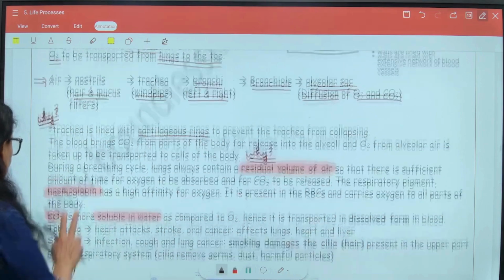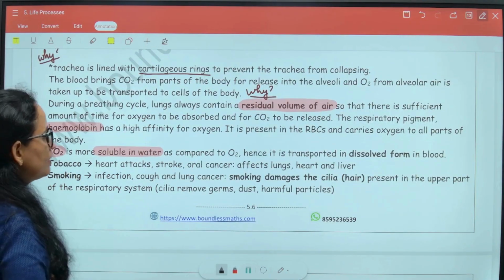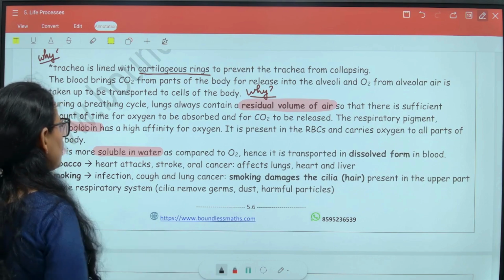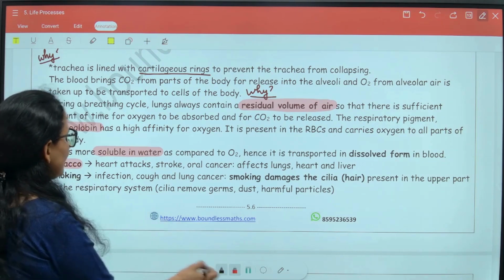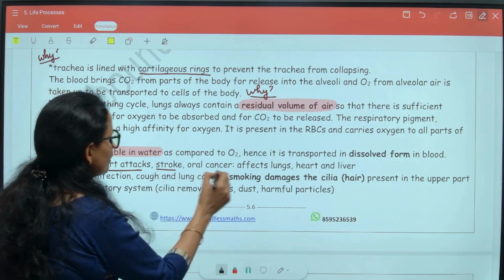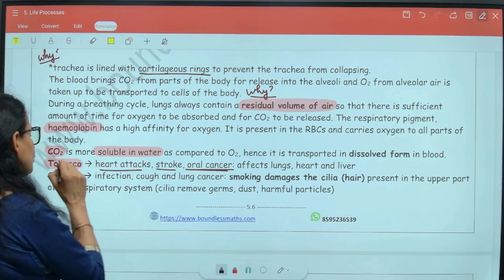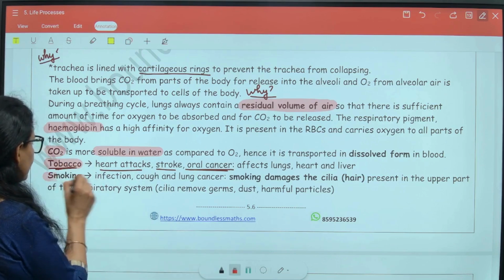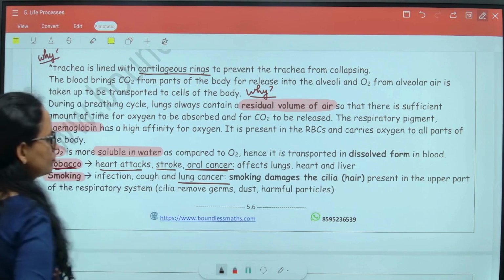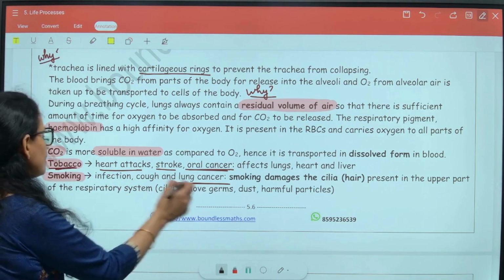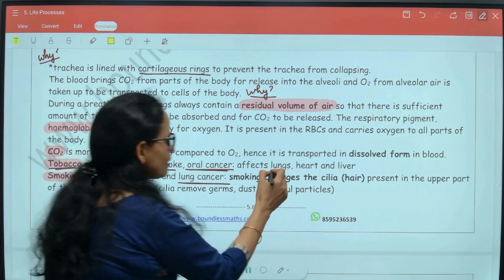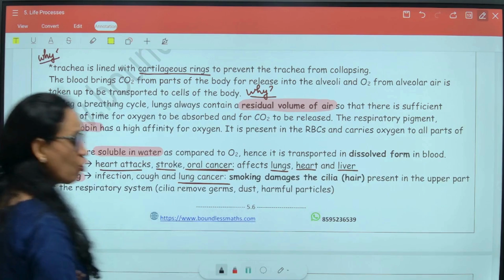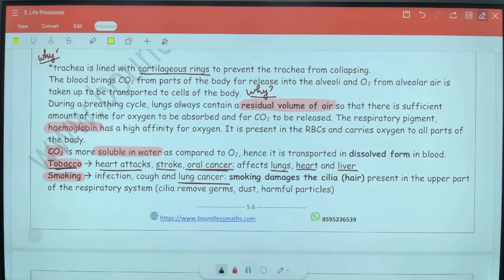Now there are two main harmful effects that can damage the respiratory tract by eating tobacco and by smoking. Tobacco may lead to heart attacks, stroke or even oral cancer. So oral cancer is for tobacco, whereas smoking may lead to lung cancer. So don't get confused here: lung cancer may be caused by smoking, oral cancer by tobacco. Because tobacco affects not just the lungs, it also affects your heart and liver. So all the three organs are getting impacted by taking in of tobacco. So it leads to heart attack, stroke or oral cancer.